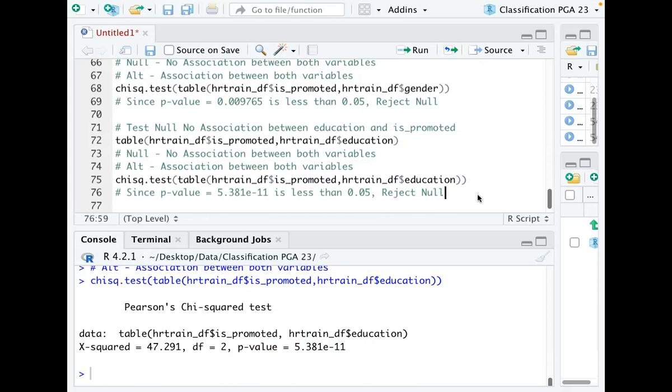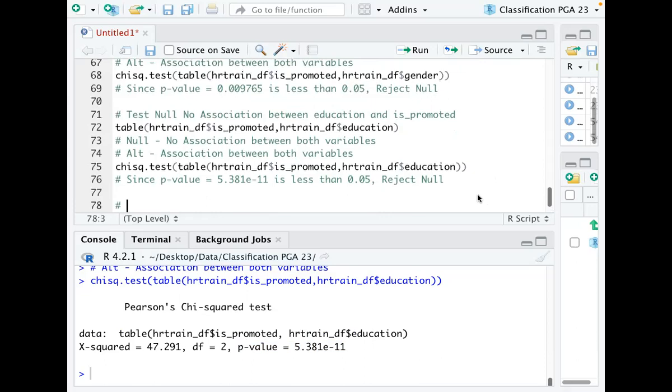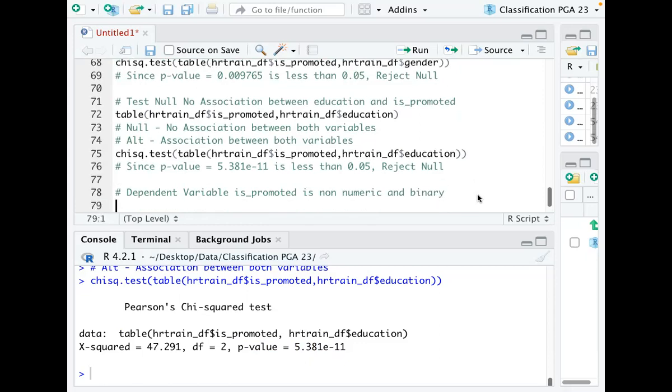Okay. So the dependent variable is underscore promoted is non-numeric and binary. So we have to use classification models. The primary model is binary logistic regression.